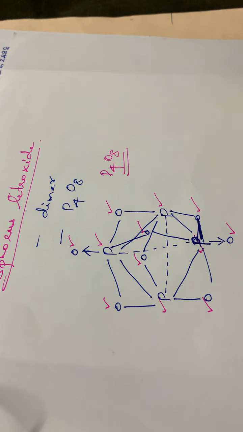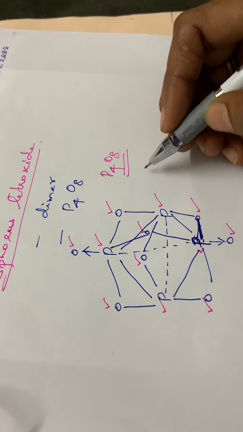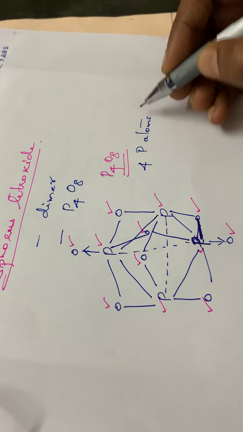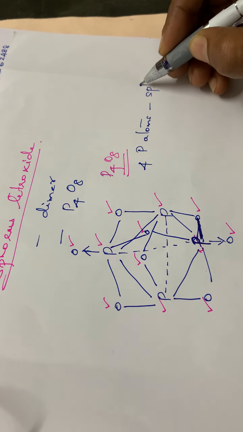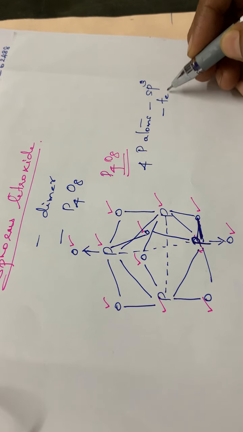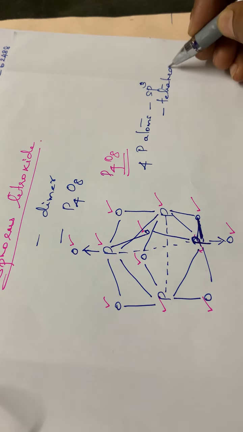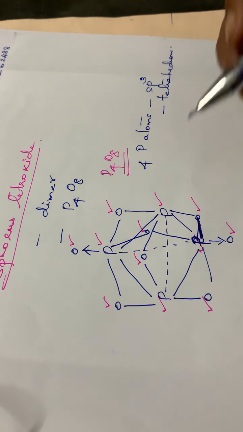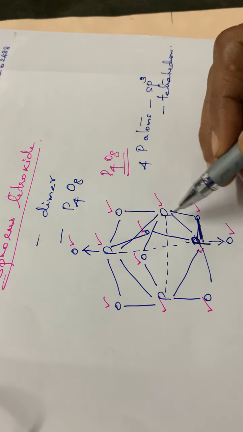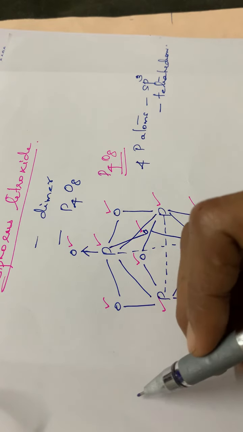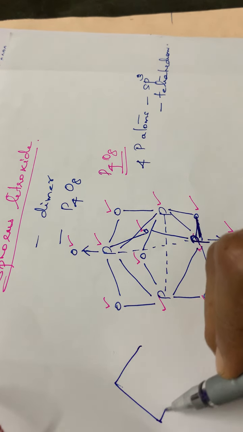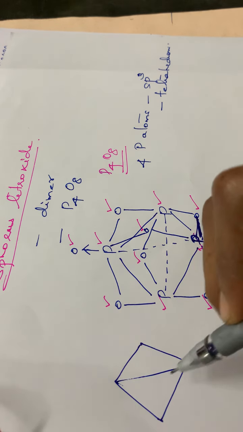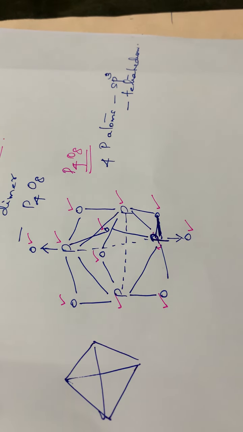Again, you have to write down the points also. Here, the 4 phosphorus atoms. What about the geometry? Again, it is sp3 hybridized. sp3 hybridized means it will be having a regular tetrahedral geometry, or the phosphorus atoms will be directed towards the 4 corners of a regular tetrahedron. This is the regular tetrahedral geometry.